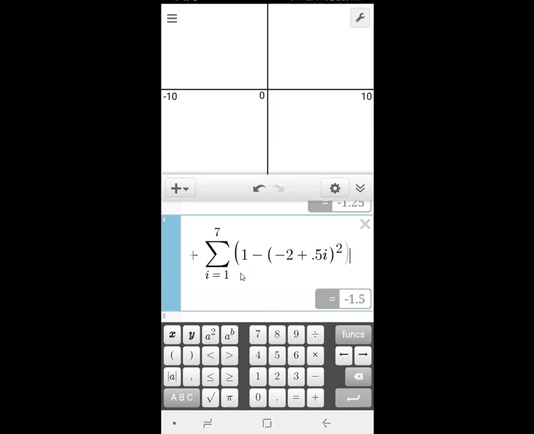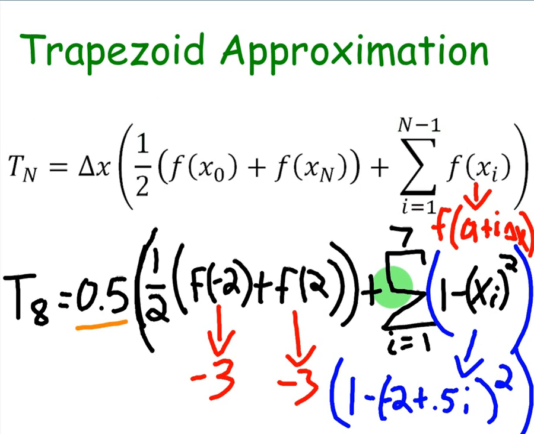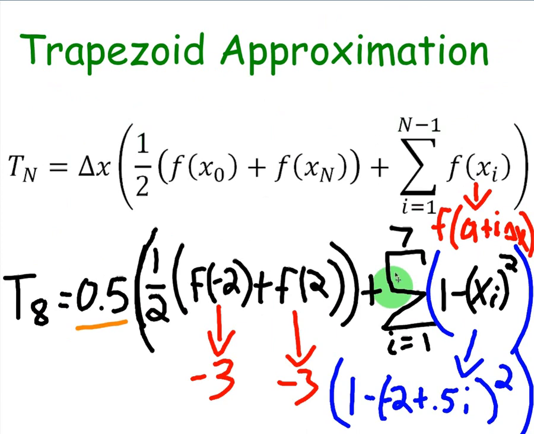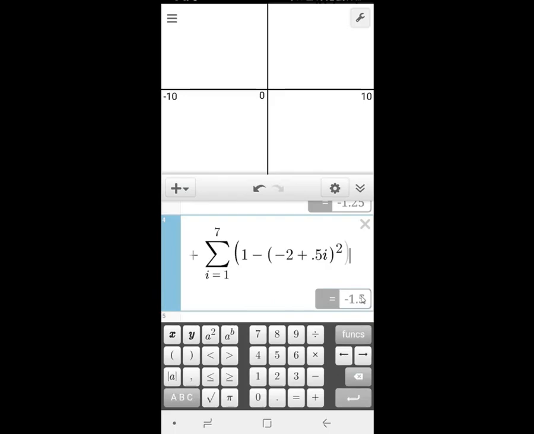And there you have it. You get the -1.5. If you plugged everything in correctly, again, this is 1 minus x parentheses squared, but we're plugging in a plus our I times change in x, or change in x times I, and we're going from 1 to 7, since we're only concerned with those middle bases. We've already taken care of our initial base, which was found from x naught, and our last base, which was found from x sub 8. So that's that formula plugged into the calculator, and we get -1.5 as our trapezoidal approximation using a trapezoid.